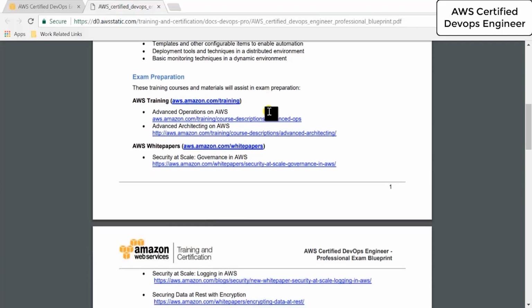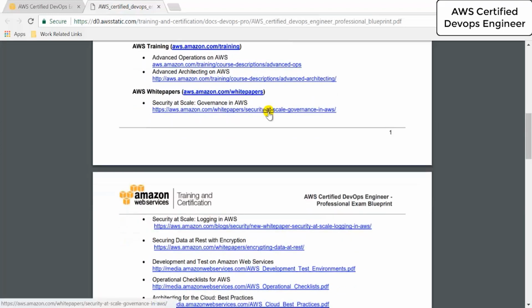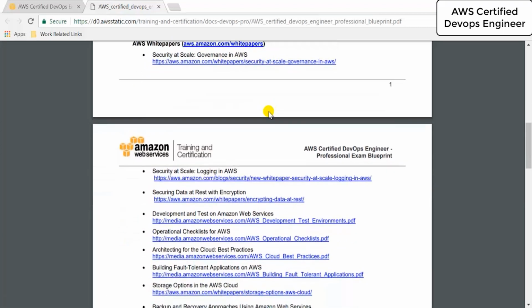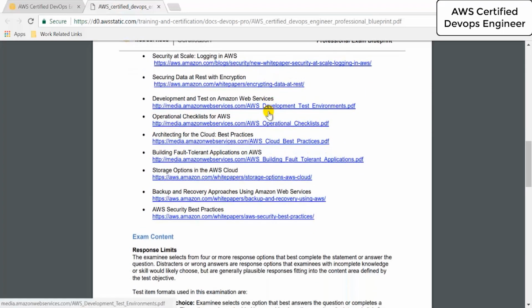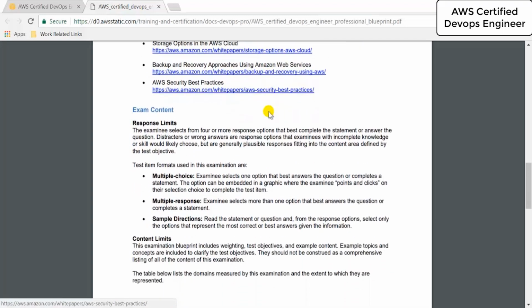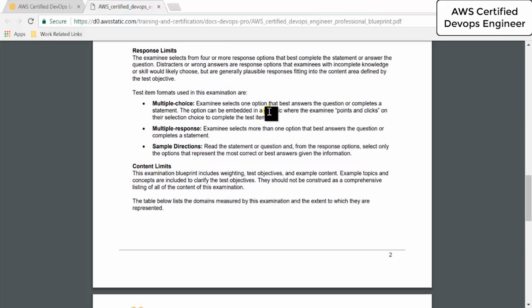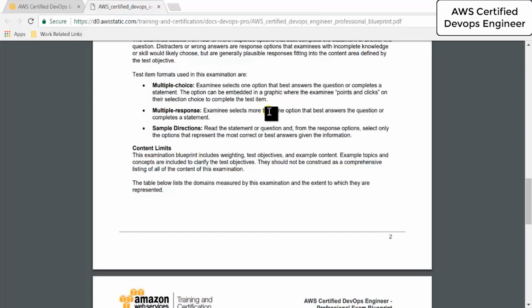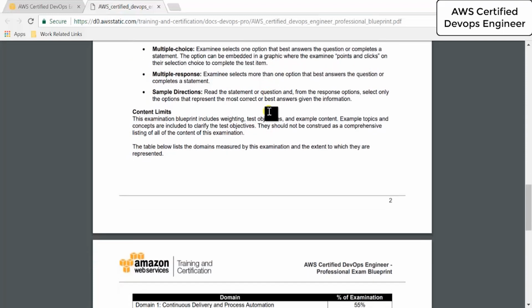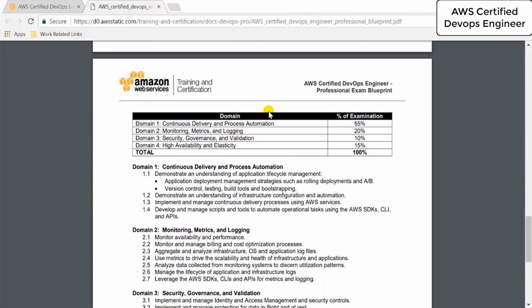Now, exam preparation. These training course materials will assist in exam preparation. So you can go to these links: white papers, training materials, security at scale. All these links will be very helpful in knowing more about the AWS cloud infrastructure. There will be three formats of questions: multiple choice, multiple response, and sample directions. So you can go through this document to know more about these things.